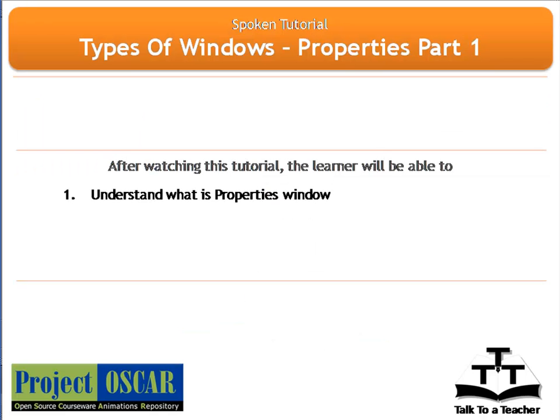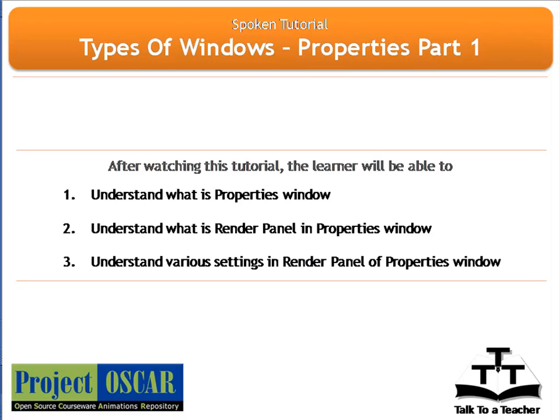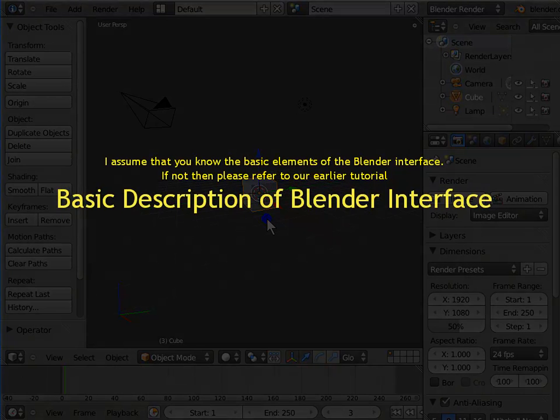After watching this tutorial, we shall learn what is the Properties window, what is the render panel in the Properties window, what are the various settings in the render panel of the Properties window. I assume that you know the basic elements of the Blender interface. If not, then please refer to our earlier tutorial, Basic Description of the Blender Interface.